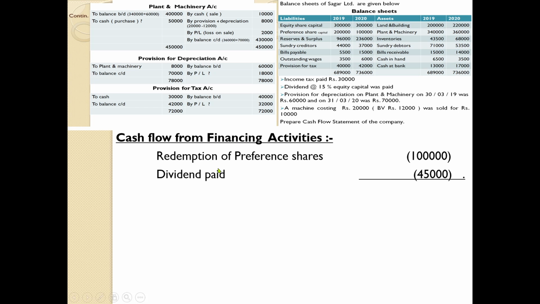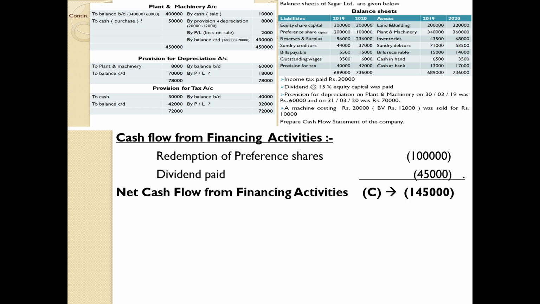Next one, dividend paid, because it is already given in the additional information. 15% on equity capital 45,000. It is a payment, and dividend paid is considered a financing activity. There are no other items regarding financing activity. So let us take the total. You will get an amount of minus 1,45,000. Minus means cash outflow. In that sense only, minus.